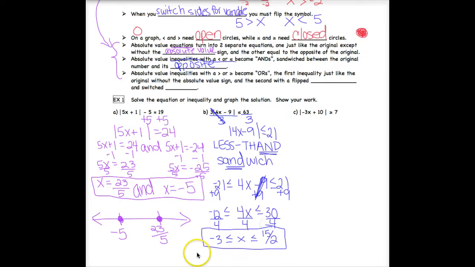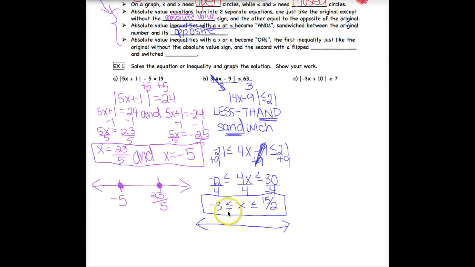This is our solution. Now we just have to graph it. When we do inequalities, there's a little more to the graph. We're going to start off the same. I've got two numbers, so I'm going to place them in the correct order on the number line. But now I need those open or closed circles. These ones, because they have the equal underneath, are closed. So I'm going to put a closed circle on both of those numbers.